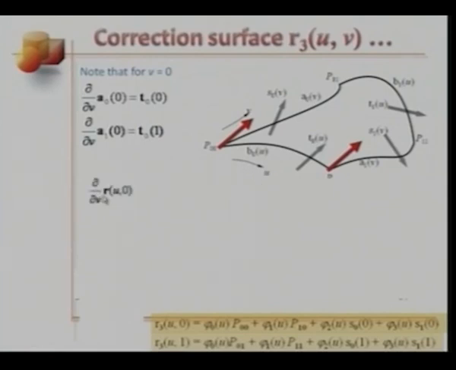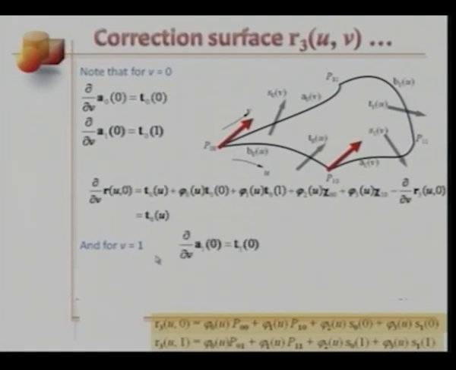Partial of r over partial v for v equals 0 is equal to t0(u) plus phi 0(u) t0 at 0 plus phi 1(u) times t0 at 1 plus phi 2(u) times chi 00 plus phi 3(u) times chi 10 minus partial r3 with respect to v evaluated at u equals u and v equals 0, and that is equal to t0 of u.